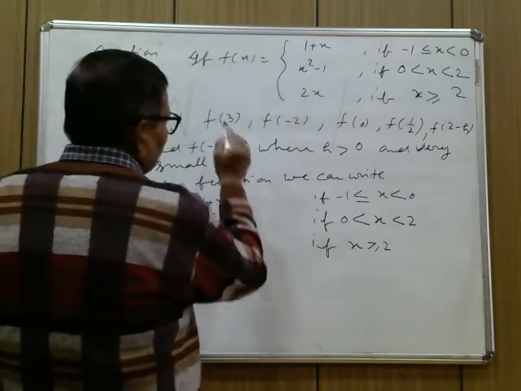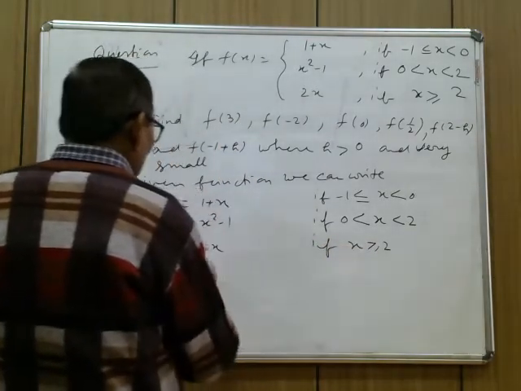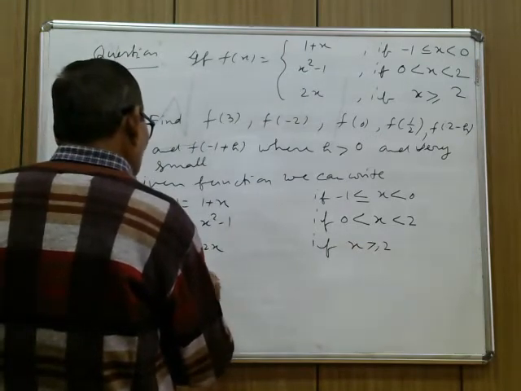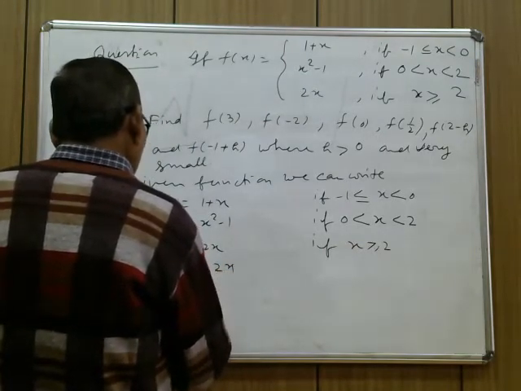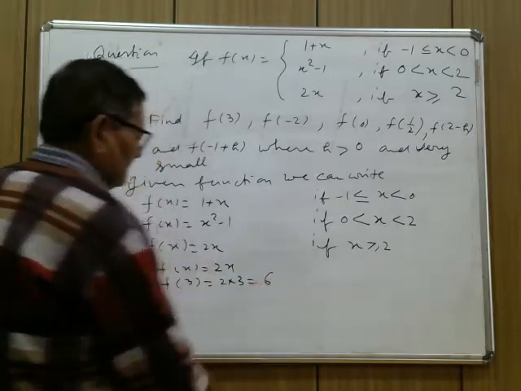This f(3), this 3 is greater than 2. So when x is greater than 2, your function is 2x. So your value of f(3) is 2 into 3, that is 6.